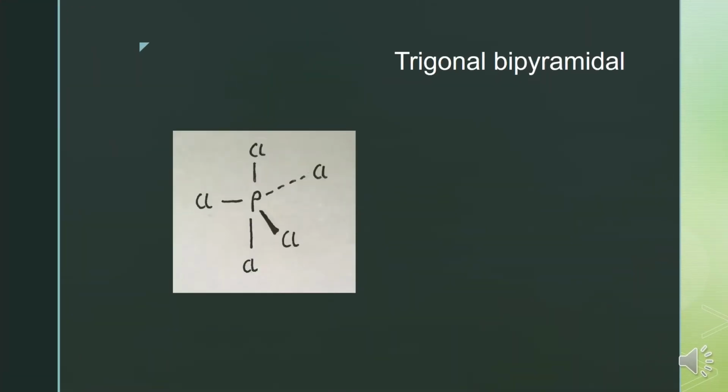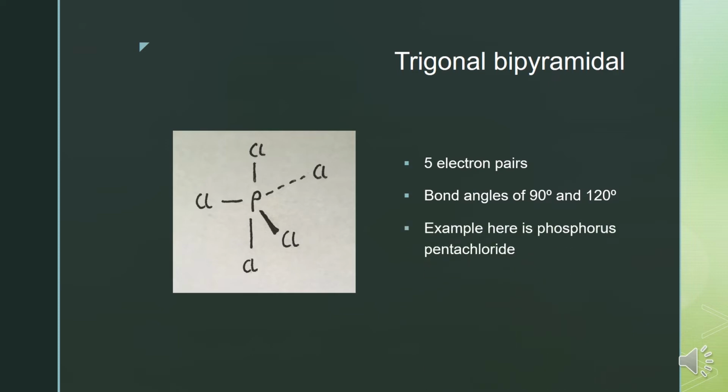The next shape is trigonal bipyramidal. This has five electron pairs and bond angles of 90 degrees and 120 degrees. Again, this is a 3D molecule as shown by the wedge and dashed lines. This spreads out the atoms in the molecule and minimizes repulsion. This example is phosphorus pentachloride.